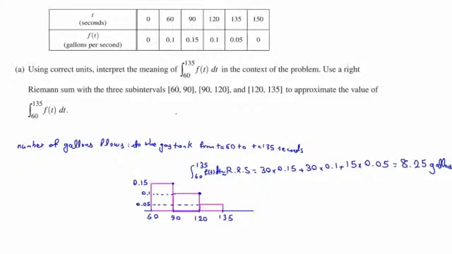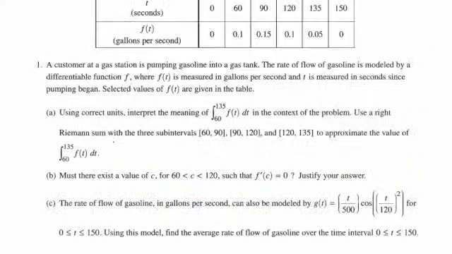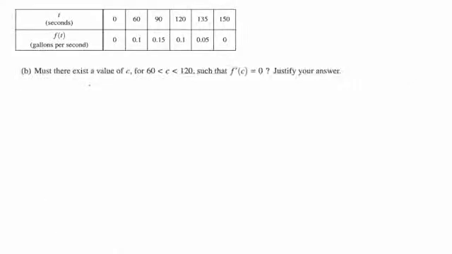Okay, that was part A of this problem. Let's solve part B. Part B says, must there exist a value of c in the interval 60 to 120 such that f prime of c equals 0? Justify your answer. Okay, so from 60 to 120. We want to see if we connect 60 to 120. For example, f of 60 is what? That is 0.1.